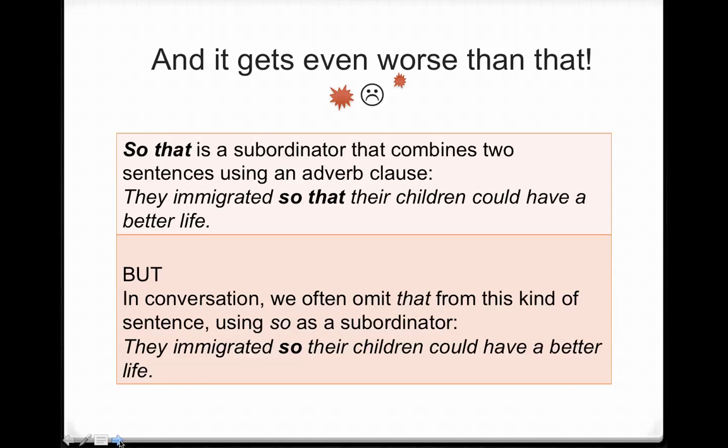And with so, it even gets worse than that. So that is a subordinator that combines two sentences using an adverb clause, with the sentence, they immigrated so that their children could have a better life. But in conversation, we often omit that from this kind of sentence, using so as a subordinator. So you will hear people say, they immigrated so their children could have a better life. It's kind of informal to use so as a subordinator and not as a conjunction, but you do hear people say it. However, in the quiz you're going to take today, don't worry about this. I won't make you answer questions about it.